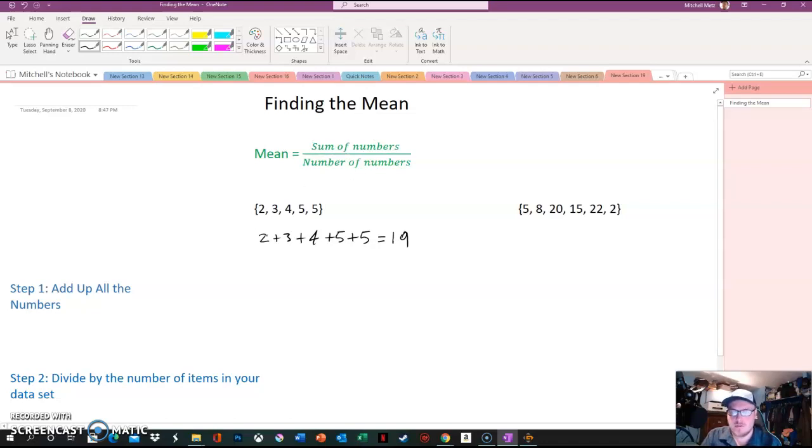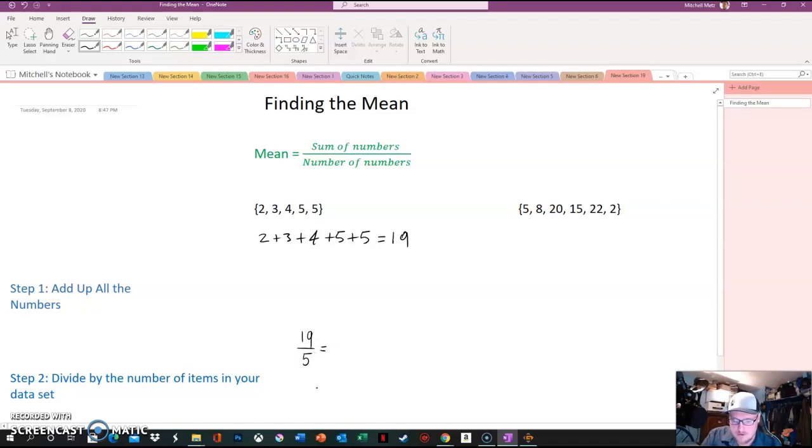So let's count our number of numbers. I have 1, 2, 3, 4, 5. I have 5 numbers. So I'm going to divide that 19 by a 5, and that's my step 2. So my 19 will be divided by 5. So now you would have to do long division. All you need to do is divide 19 by 5.